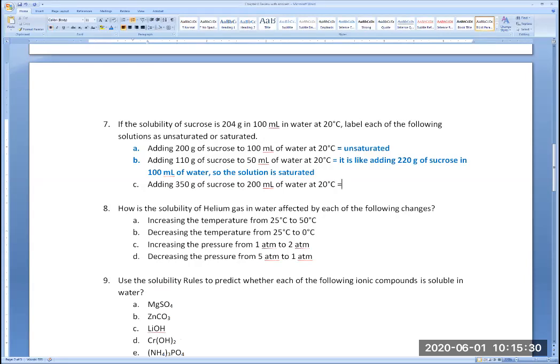Okay, so let's look at C. Adding 350 grams of sucrose to 200 milliliters of water at 20 degrees Celsius. So same thing, think about that.